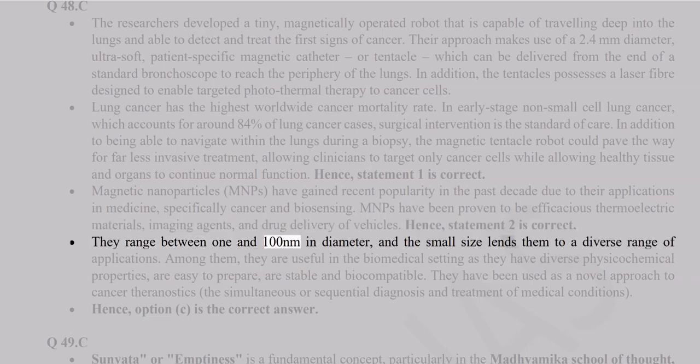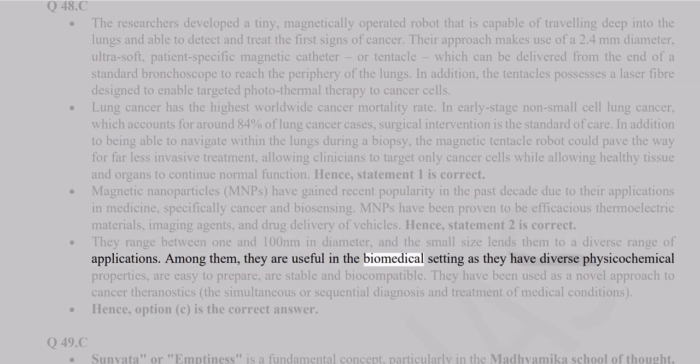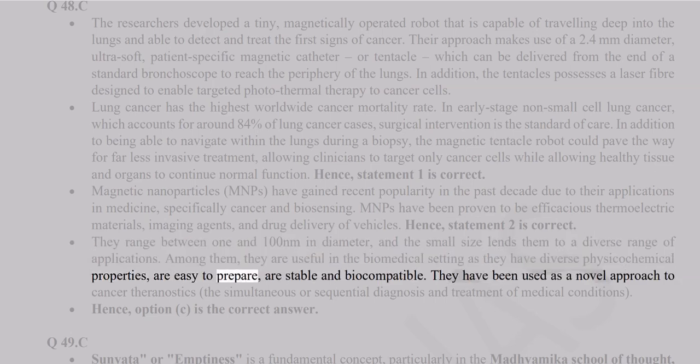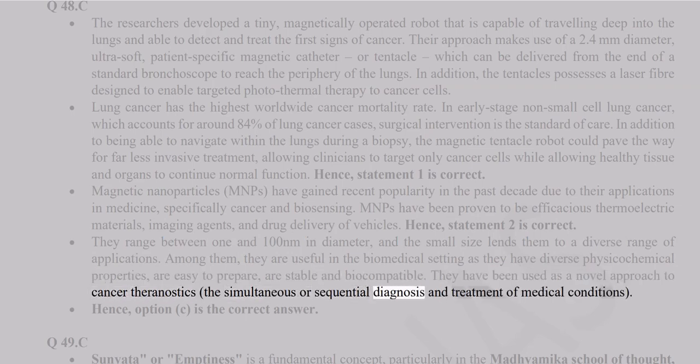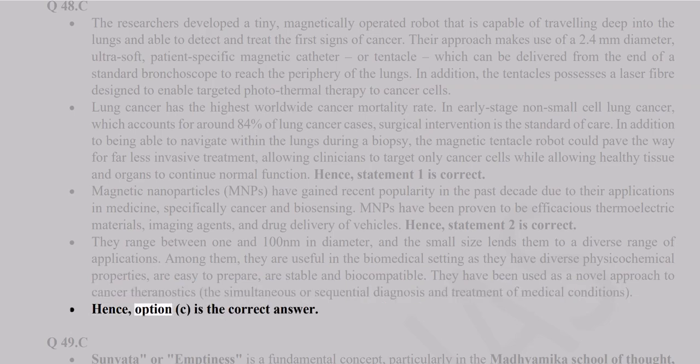They range between 1 and 100 nanometers in diameter, and the small size lends them to a diverse range of applications. Among them, they are useful in the biomedical setting as they have diverse physicochemical properties, are easy to prepare, are stable and biocompatible. They have been used as a novel approach to cancer theranostics, the simultaneous or sequential diagnosis and treatment of medical conditions. Hence, option C is the correct answer.